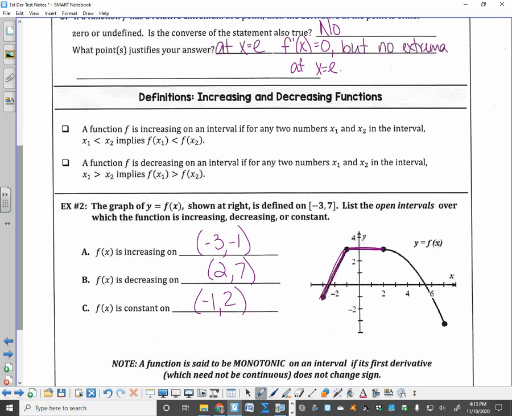Note, a function is said to be monotonic on an interval if its first derivative, which need not be continuous, does not change sign.